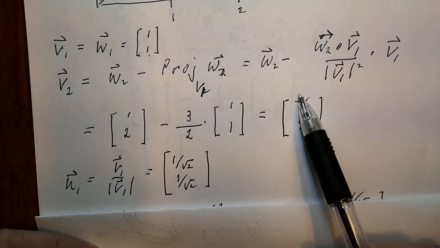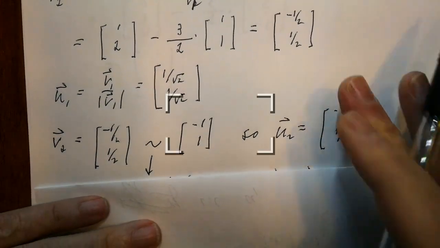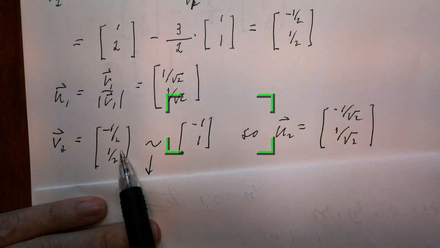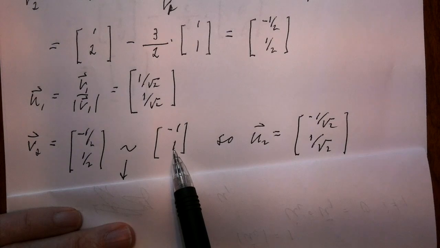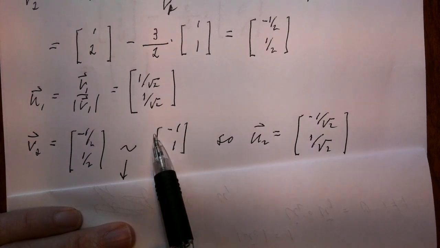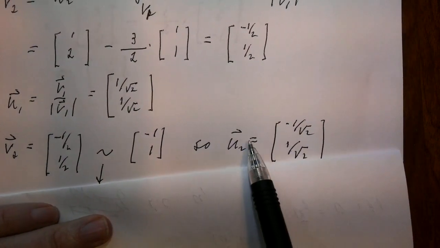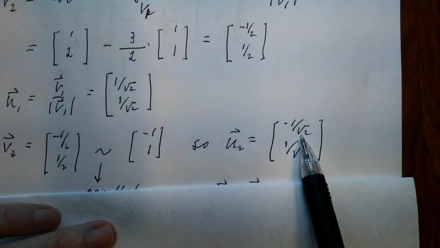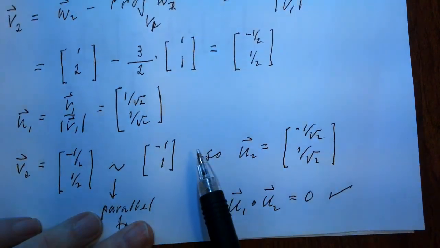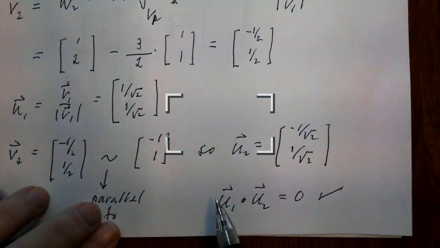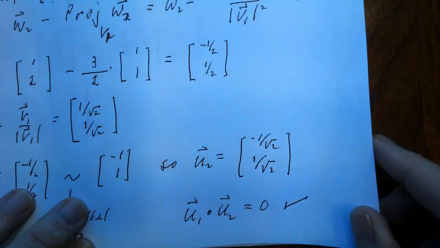Now let's take a look at V2. We need to find the length of V2. That looks like it's going to involve lots of fractions, so here's a trick. We know that V2, which is (-1/2, 1/2), has to be parallel to the vector (-1, 1). So if we take this vector and normalize it, we can use that as U2. This vector, when normalized, is (-1/root 2, 1/root 2). So here's U2, here's U1. It's easy to check that the dot product of U1 with U2 is 0.